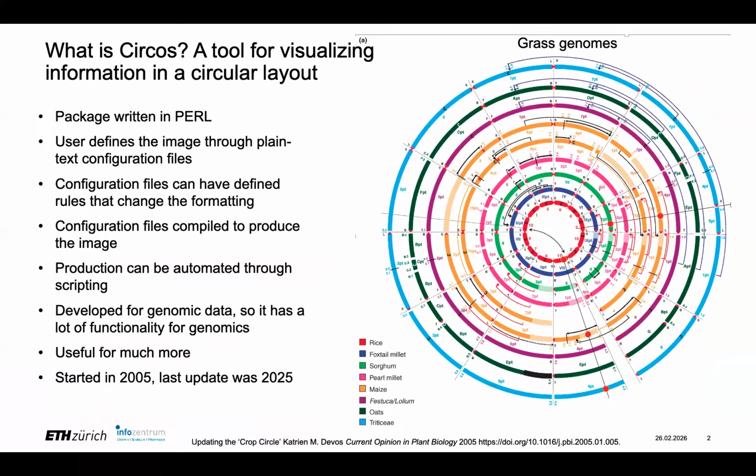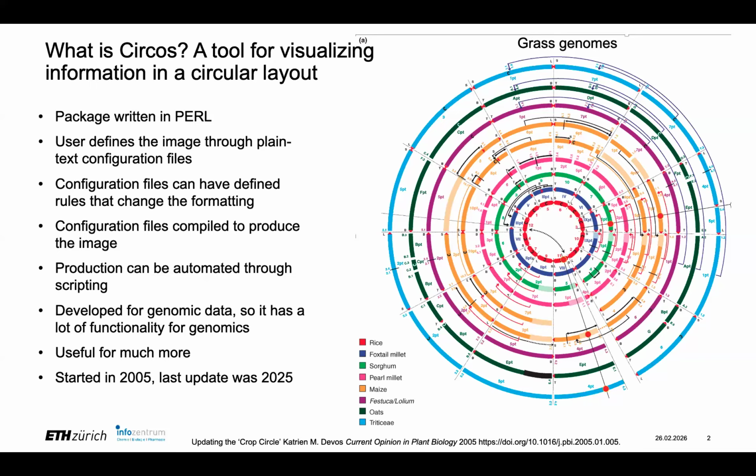So what is Circos? It's a tool for visualizing information in a circular layout. It's a package written in the Perl language, and the user defines the image through plain text configuration files. So it's not point and click. The user makes configuration files, and these can have defined rules that change the formatting. So I can say if the value is over some number, please make the picture blue. These configuration files are then compiled to produce the image.